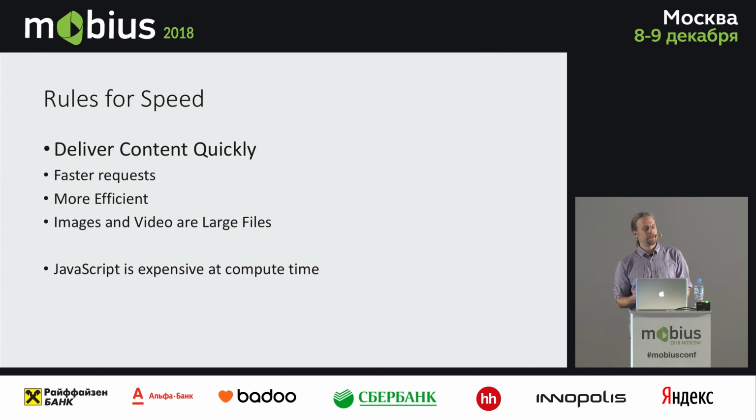So what are the rules for speed? In general, most of the content that's slow is stuff that's being downloaded across the network. So we want to deliver the content quickly with faster requests as efficiently as possible. And really, I'm going to talk about images, but video is much the same. They're really big files, and they take a long time to download. I'm not going to talk at all about JavaScript, but that's another thing that you can look to speed up as well.